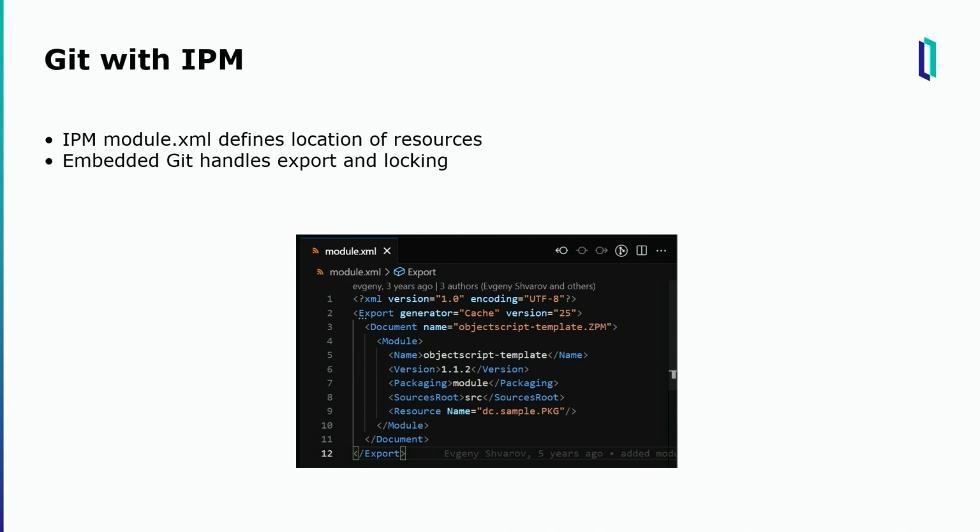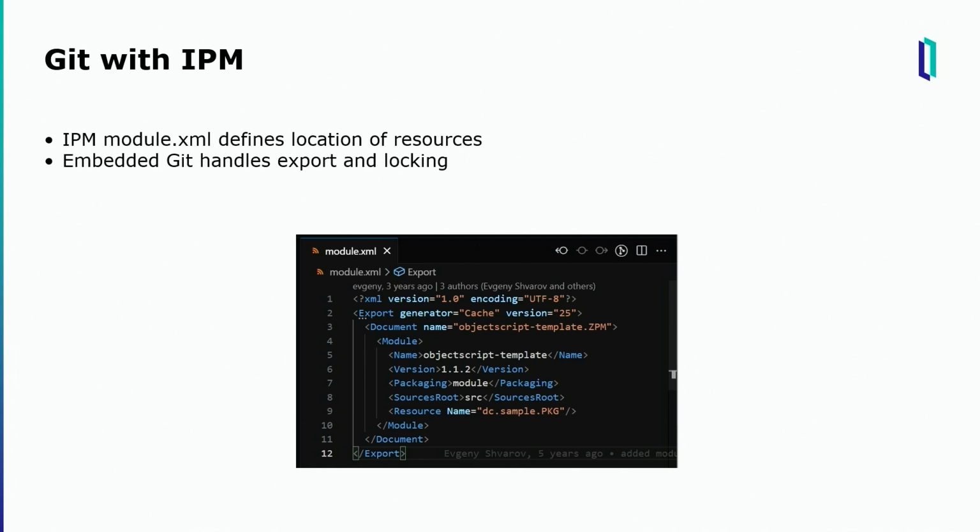If you have this module.xml, then that tells us exactly where to export your items after you edit them. So Embedded Git will look at your module.xml, it'll hook into your editors, and it'll export items into the right place after you save them.